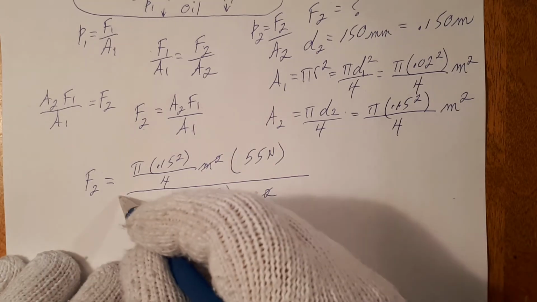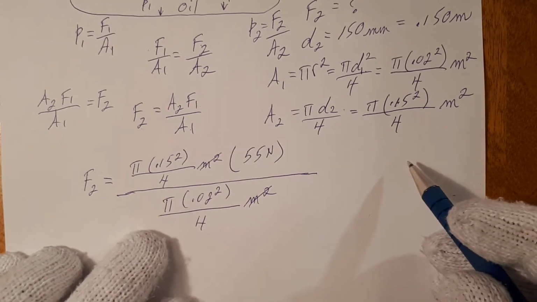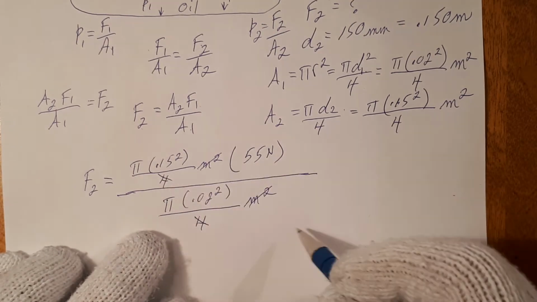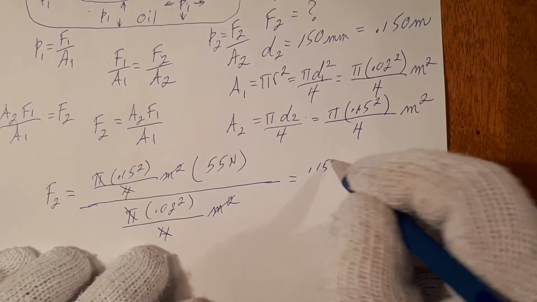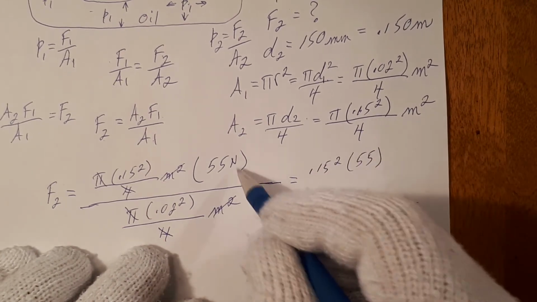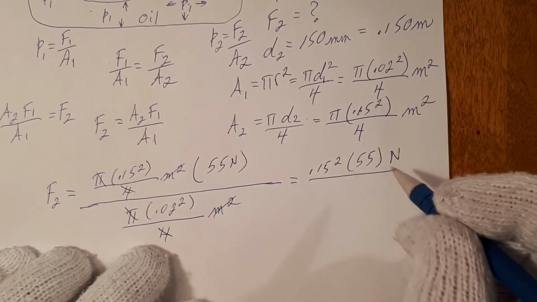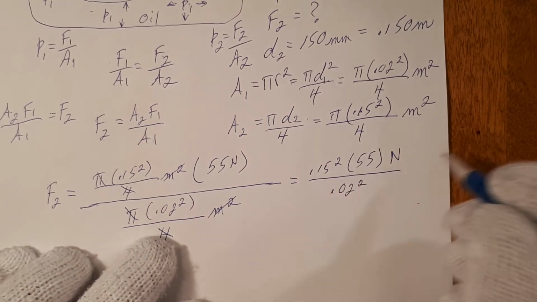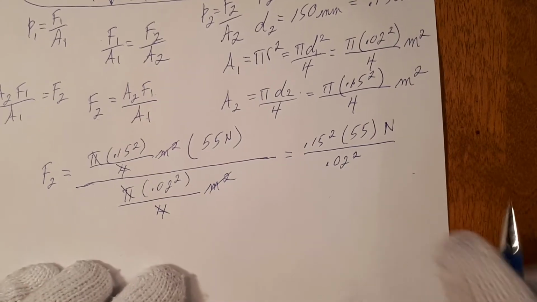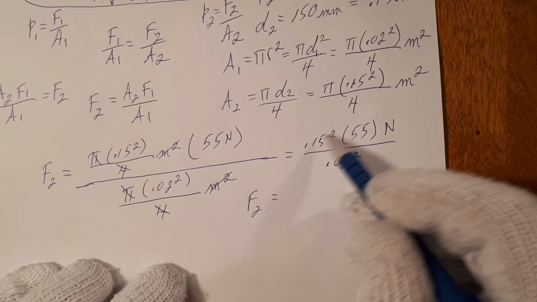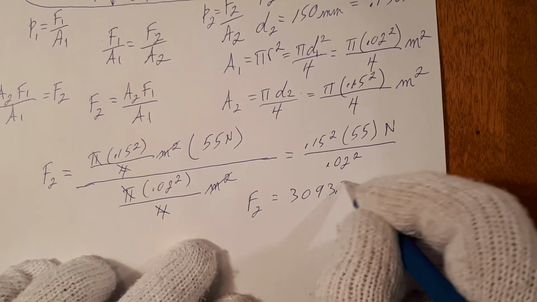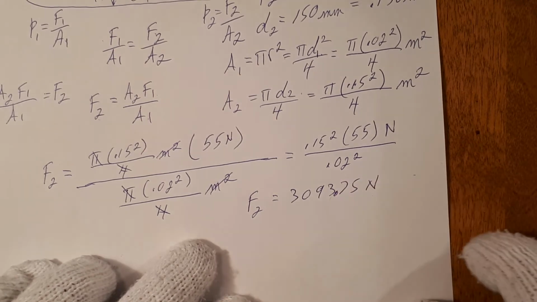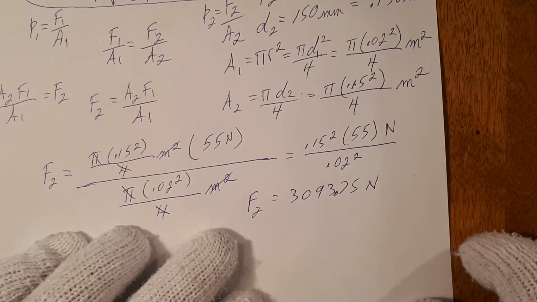Looking at the units, meter squared and meter squared cancel out. This is just one large division sign right here. And the 4 and the 4 will also cancel out, and the pi's and the pi's will also cancel out. So this can easily be reduced to 0.15 squared times 55, and the only unit left over is the newton, divided by 0.02 squared. Now putting this in the calculator, the answer is 3093.75 newtons.